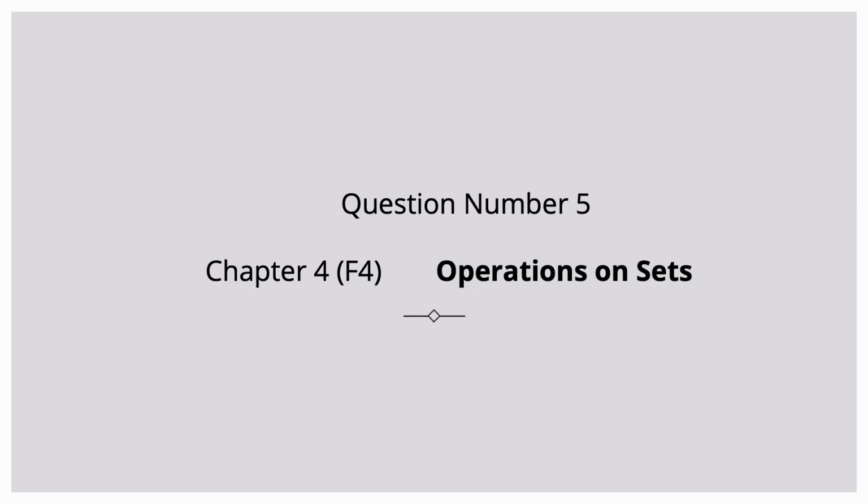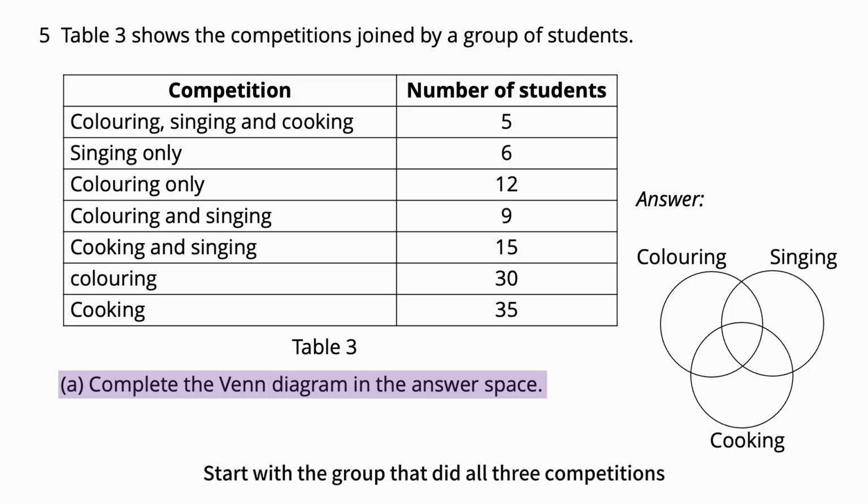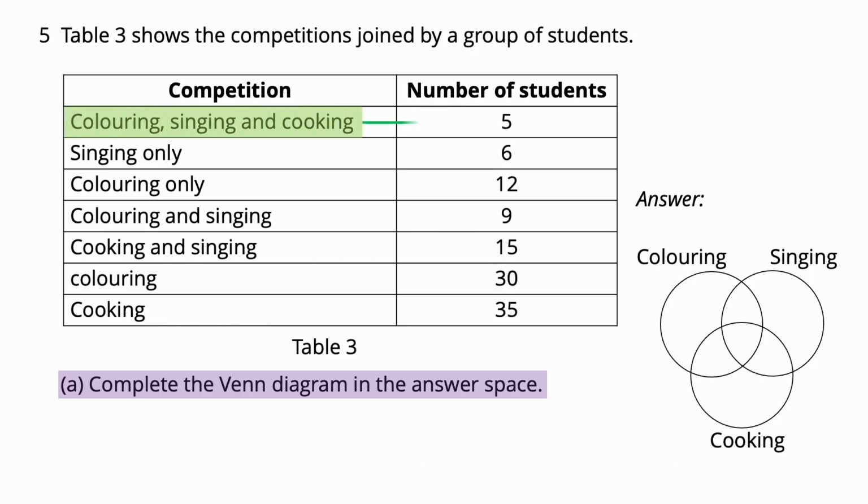Question number 5. A. Complete the Venn diagram in the answer space. Start with the group that did all 3 competitions. The number of students who joined the competition of coloring, singing and cooking is 5. Place 5 in the center of the Venn diagram, where all 3 circles overlap.